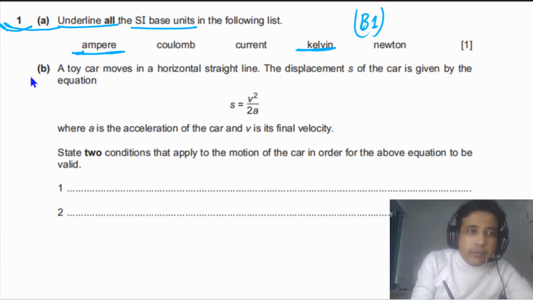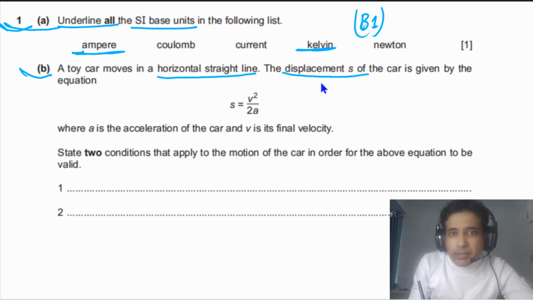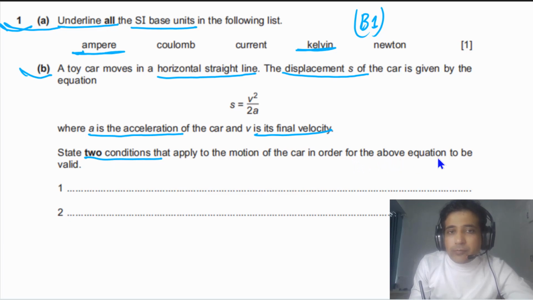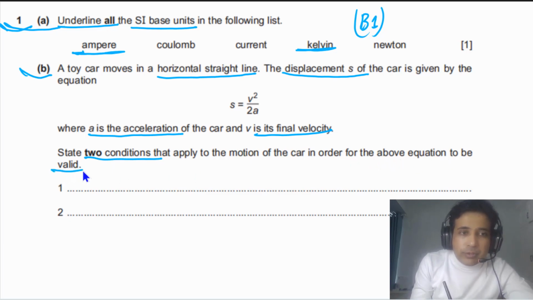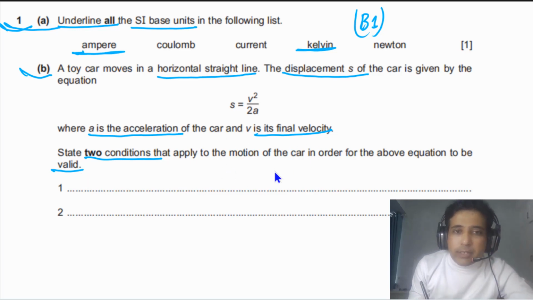If you go to part B, it is given to us that a car moves in a horizontal straight line. The displacement S of the car is given by this equation, where A is the acceleration of the car and V is its final velocity. We need to state 2 conditions that apply to the motion of the car in order for the above equation to be valid, meaning when we can use this equation for the motion of the car.